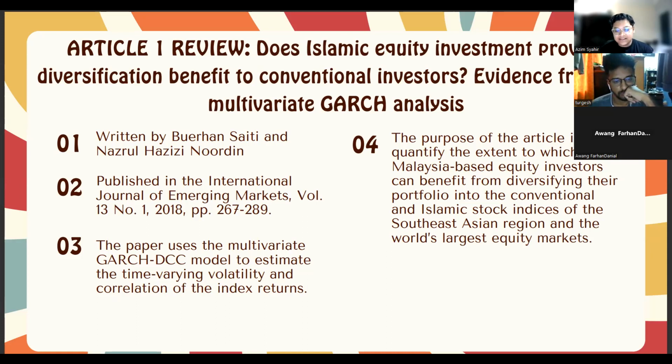The purpose of the article is to quantify the extent to which the Malaysia-based equity investors can benefit from diversifying their portfolio into the conventional and Islamic stock indices of the Southeast Asian region and the world's largest equity markets.